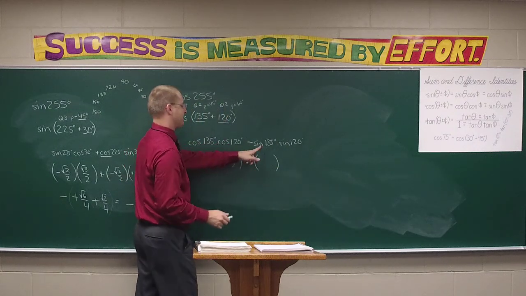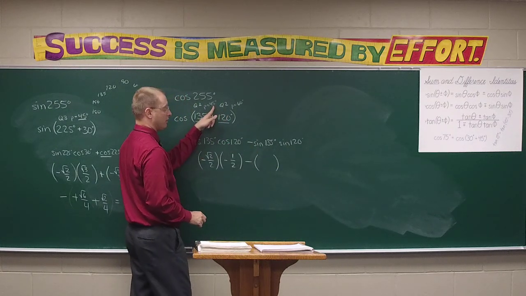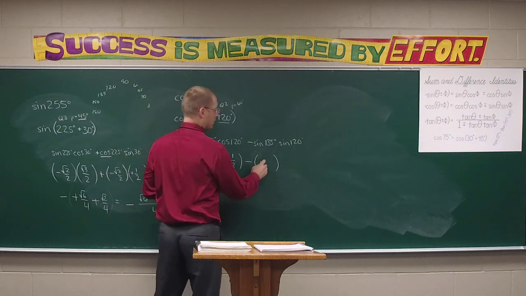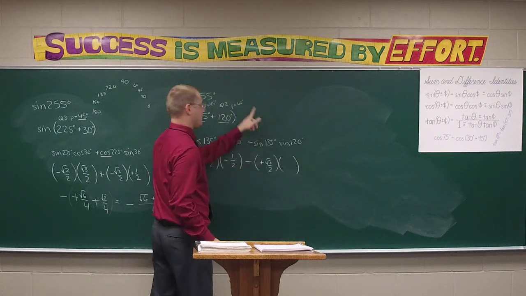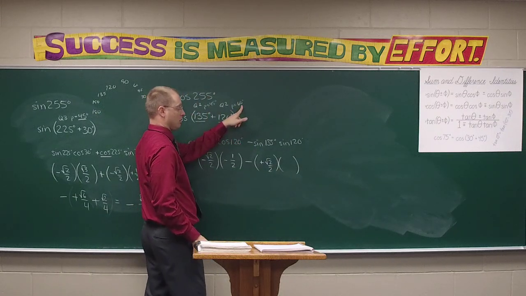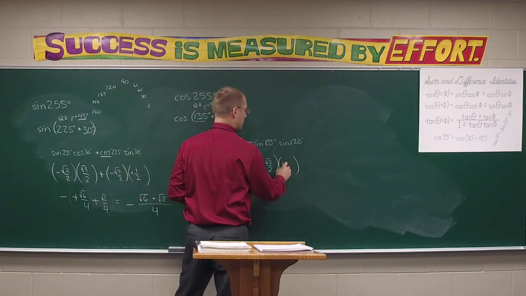All right, what's the sine of 45? Square root of 2 over 2. In quadrant 2, positive. What's the sine of 60? Square root of 3 over 2. In quadrant 2, positive.